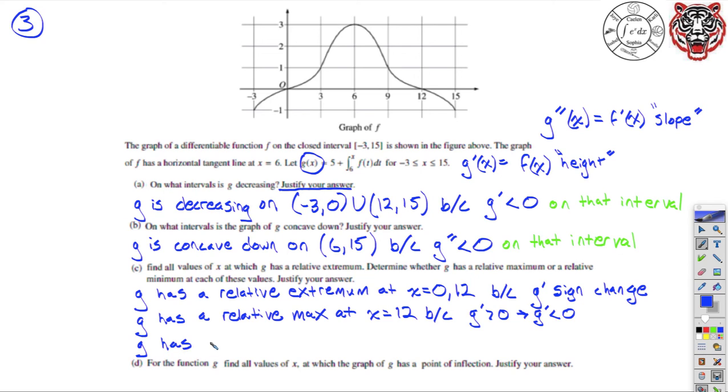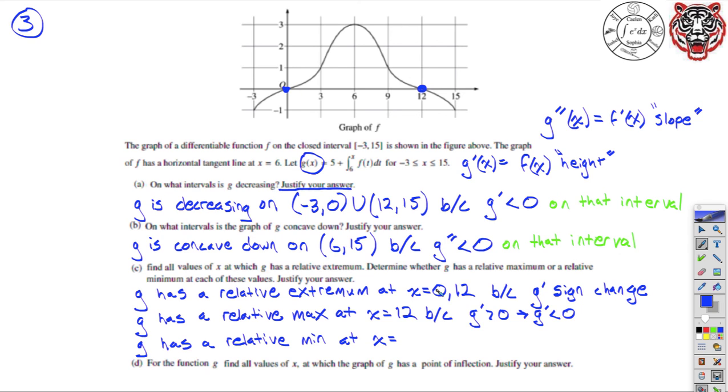And then finally, G has a relative min at where? Someone new. We'll give this to Isabel. Maybe negative 3? Not quite at negative 3, because at negative 3 there's no sign change. At 1? None. So we got these relative extrema. The only relative extremum left is at 0.